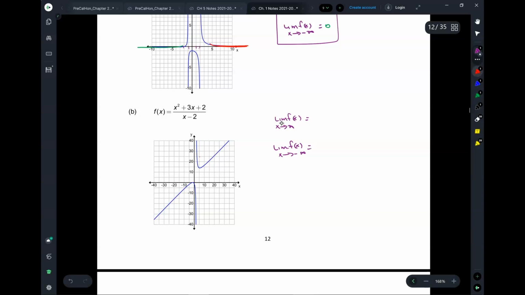Well, here, as I go to the far right, what's happening to the y values? They're climbing up, up, up to positive infinity. What's happening to the far left? They're climbing down, down, down to negative infinity. And that's it. Okay, that's how long it really should take.